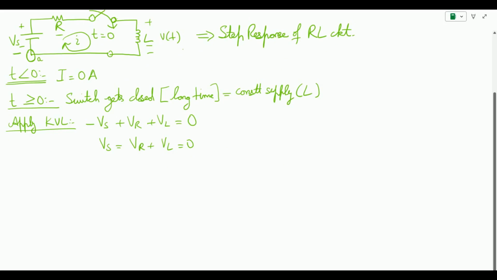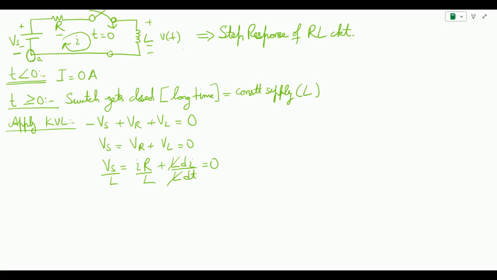Now let us input the values of the respective voltages. V of S equals IR as per Ohm's law across the resistor, and the voltage across the inductor is L di by dt. So now let us get rid of this inductor value by dividing by L, so this will be cancelled out.